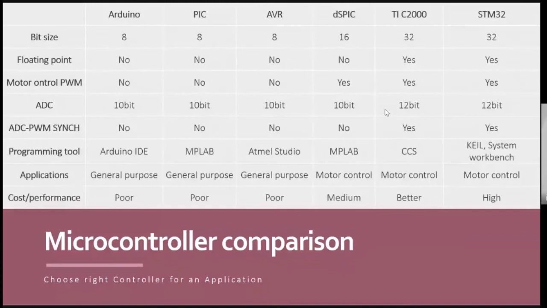And based on cost versus performance, Arduino, PIC and AVR have poor performance versus cost, DSP is medium, TI is better, and based on cost, STM32 is giving better performance.